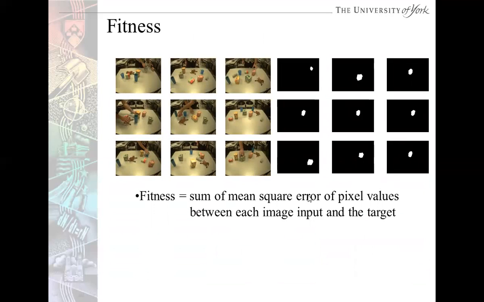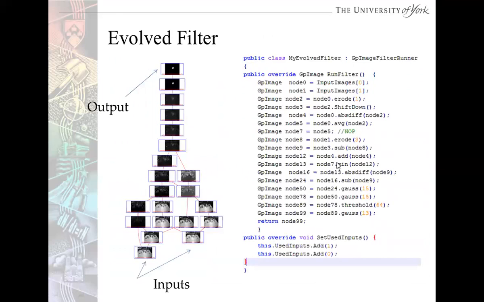So the fitness is the sum of the mean square error of pixel values between the image input and the target. So you can see a collection of images here and where the objects that we're interested in are located. So this is the CGP graph showing you some images coming in and undergoing various operations according to the primitive functions of the function set, and then producing this mask, which was the desired output. And actually, this is the program that CGP actually evolved. So you can see it's really quite small and reasonably readable.